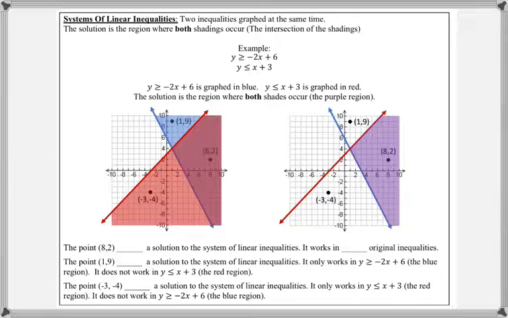y is greater than or equal to negative 2x plus 6, and y is less than or equal to x plus 3. So y is greater than or equal to negative 2x plus 6 is graphed in blue, while y is less than or equal to x plus 3 is graphed in red. So the solution is the region where both shades occur, or it's the purple region. So it has to be the intersection of the shadings.